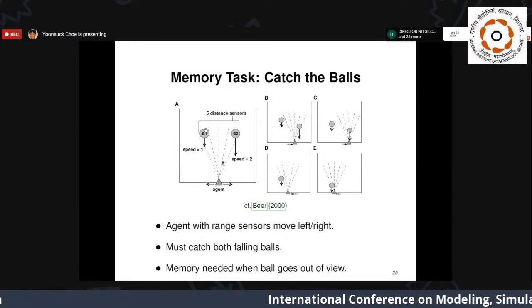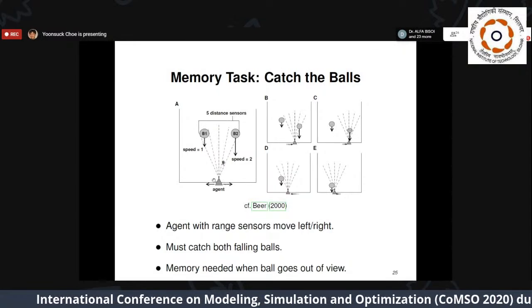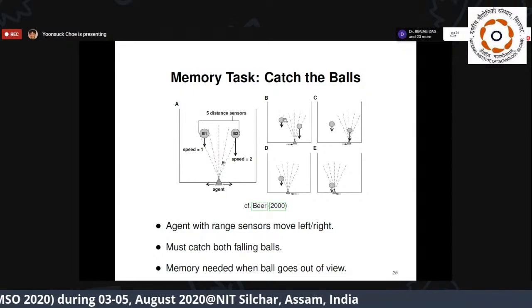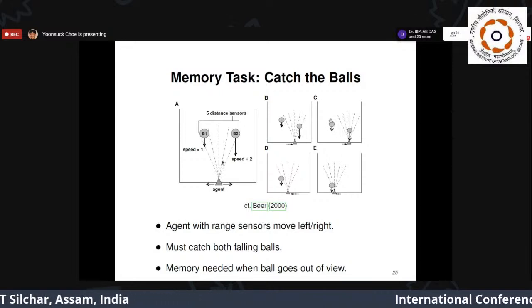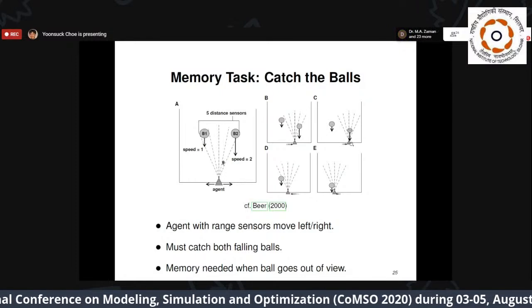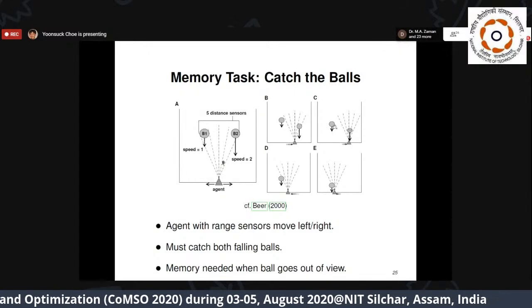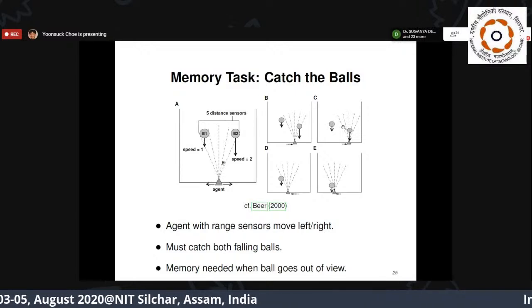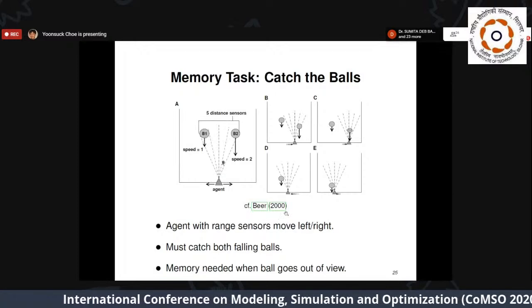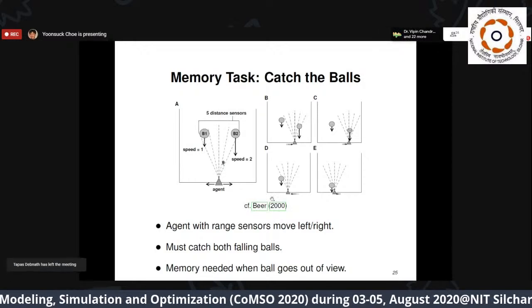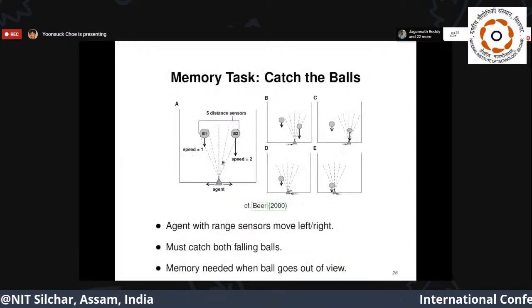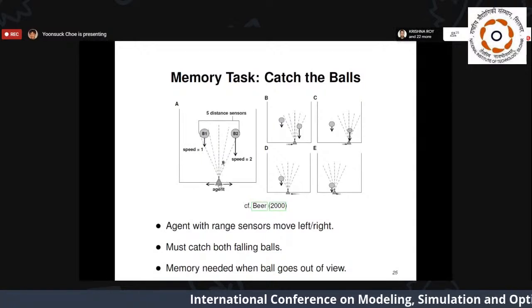But here you knew that there are two balls, but if this agent was controlled by a feed-forward neural network, then by the time the slow falling ball goes out of sensor range, it forgets about the fact that there was a ball. So once it catches the fast ball, it'll stop. But if this agent had memory, it'll remember that there was something in the past input that registered on the range sensor, so it'll go back and then catch it. So the task is to catch two balls. This is inspired by Randy Beer's work in 2000. Of course, this task can be solved if you hook this agent up to a recurrent neural network.